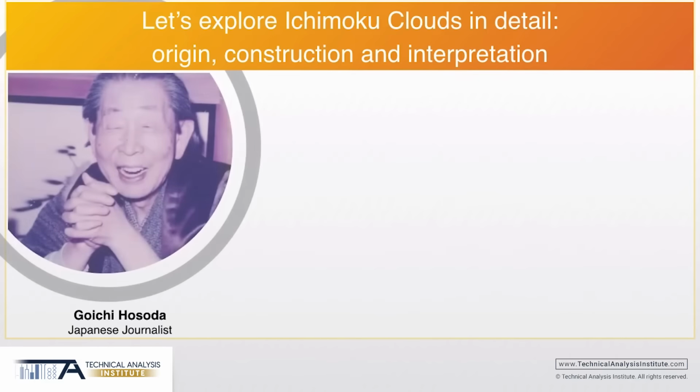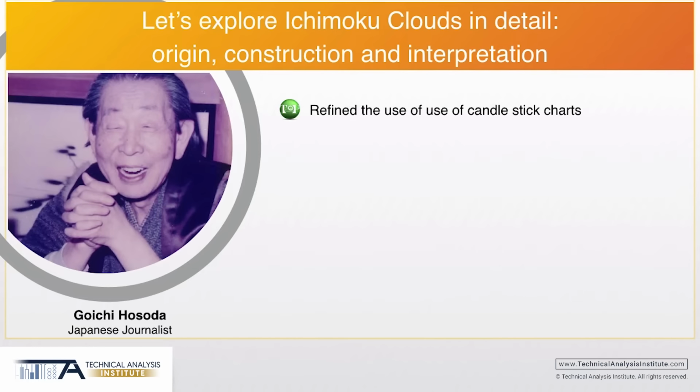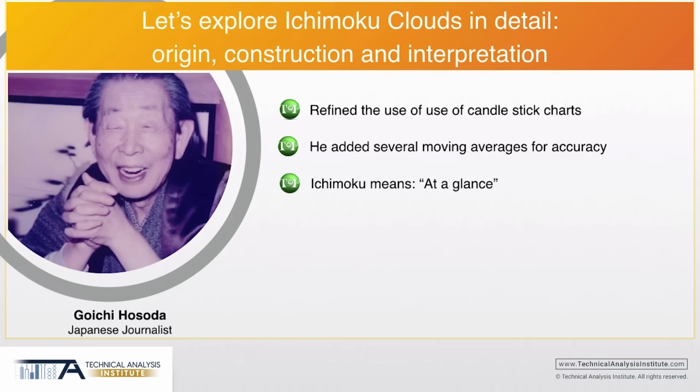In the 1940s, a Japanese journalist by the name Goichi Hosada began to effectively analyze share prices by refining the use of candlestick charts. In order to make his interpretations more precise and accurate, he added several moving averages, and in 1968, he made his methodology public. In his publications, he used the pseudonym Ichimoku, which means at a glance. And that is exactly what Ichimoku clouds allow you to do. Get a lot of information about the market you are analyzing at a glance by using cloud charts.